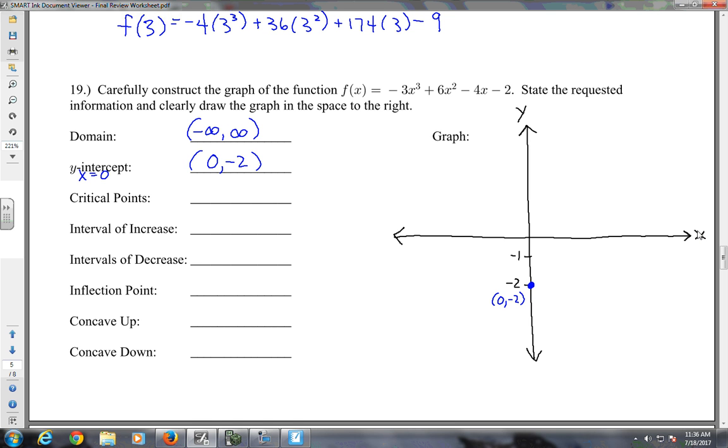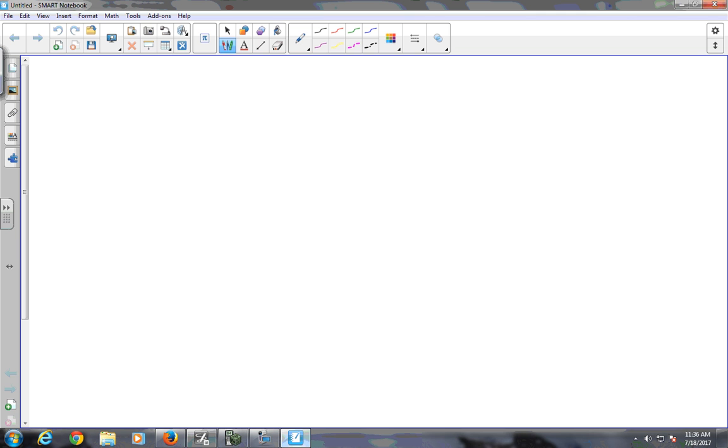Okay, so all of these involve the first derivative. So I'm going to flip over and get a little more space here to work with and find our first derivative. Looking at our function f of x, the first derivative would be what? Negative 9x squared plus 12x minus 4. Do you feel pretty comfortable with your derivatives? Especially with polynomials. Nothing fancy like a quotient or a product rule.